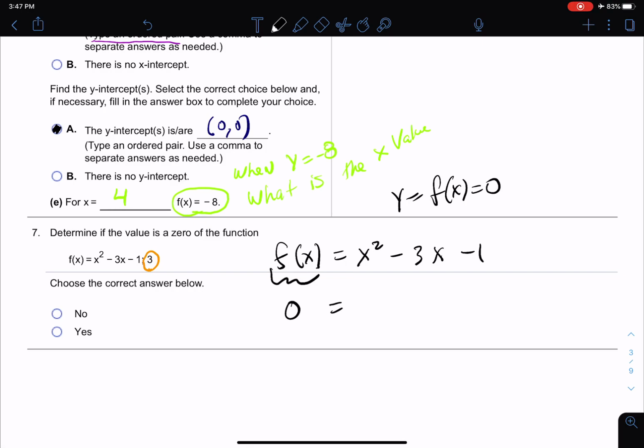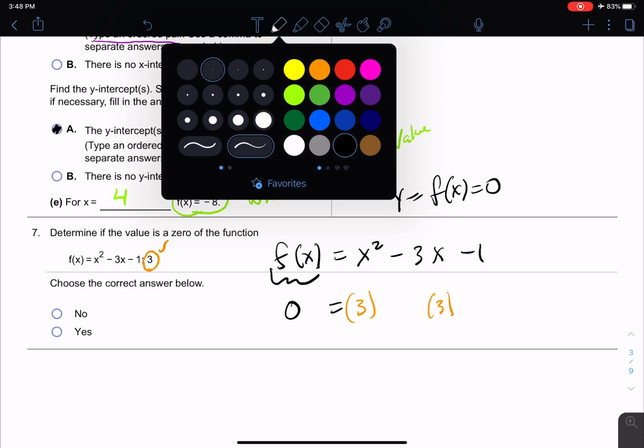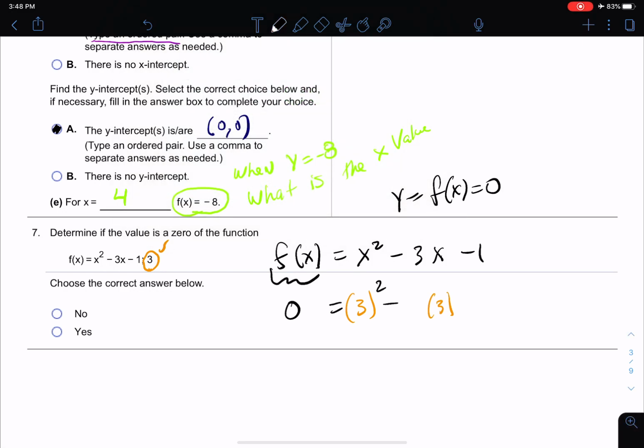Now, if this is the 0 of the function, it's going to make the left side equal the right side. So we're going to go ahead and put that in for x. I'm going to put in 3 for x here. Let me use my black pen. So I got 3 squared minus 3 times x, which is 3, minus 1.